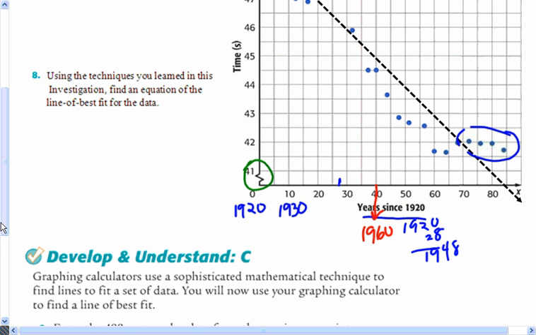Also notice about the graph, that they put a little squiggle here. That means they cut off from 0 to 41. So they're just starting at 41, and those are times. There's no need to show all the times all the way down to 0.